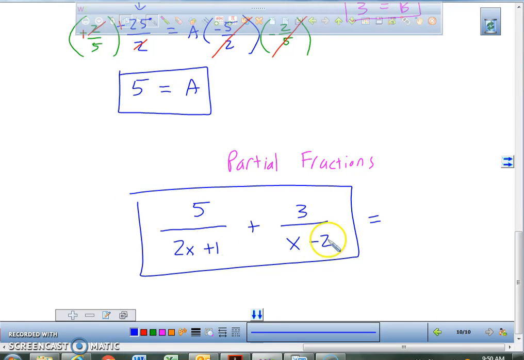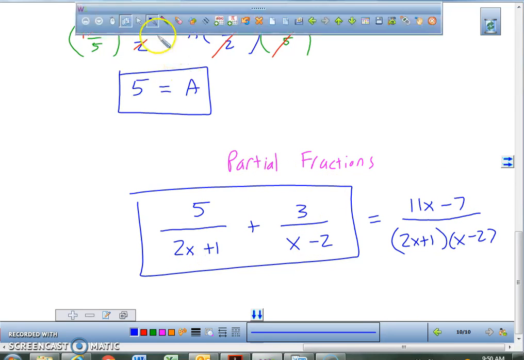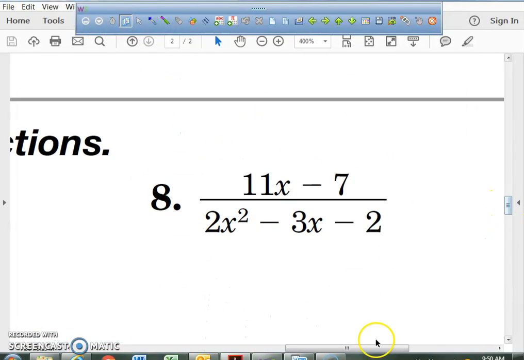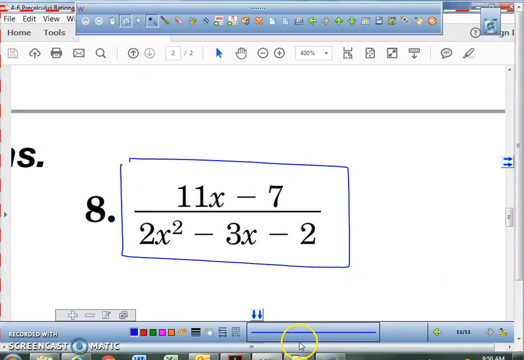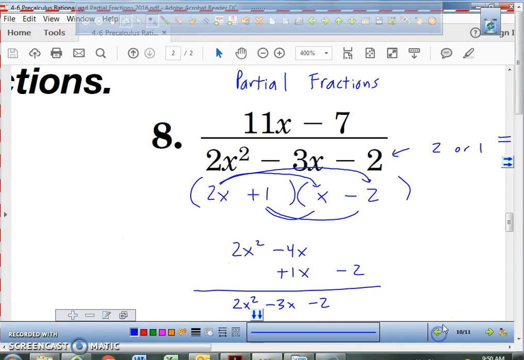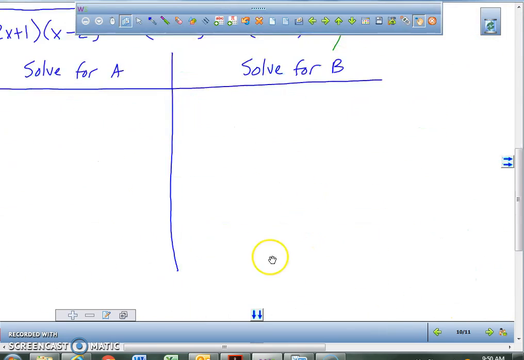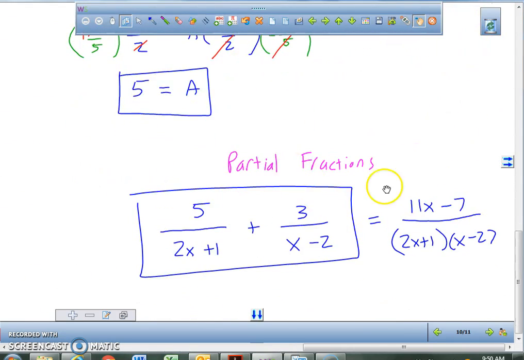And what if we added those together? What would they eventually equal if we did all that work, which we're not going to do? If we added those together, you would get 11x minus 7 over 2x plus 1 times x minus 2. Now, you don't have to put that as part of your answer. I just want you to understand that this plus this would get us back to our original question, which is that. Okay? So once again, your final answer is this right here.